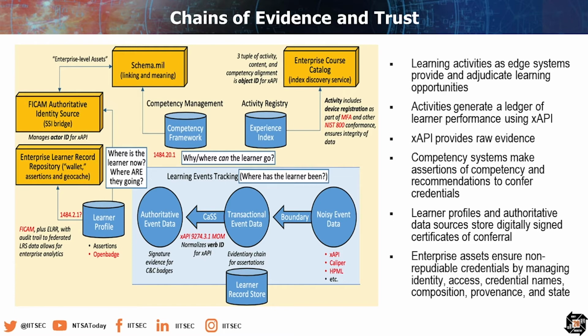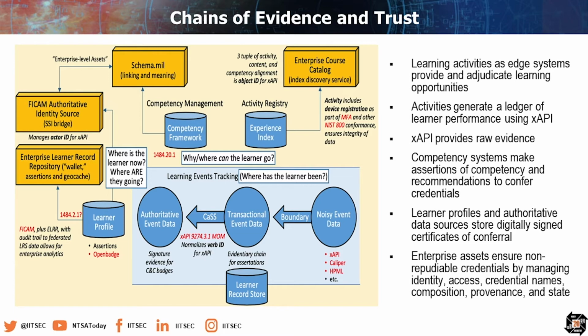That transactional event data can be processed by a competency tracking system such as the Competency and Skill System, or CASS, which is actually the engine underlying the Credential Engine that Brent talked about before. It is similarly normalized using that MOM profile to authoritative event data. And the authoritative event data is the digital signature that you have done something.